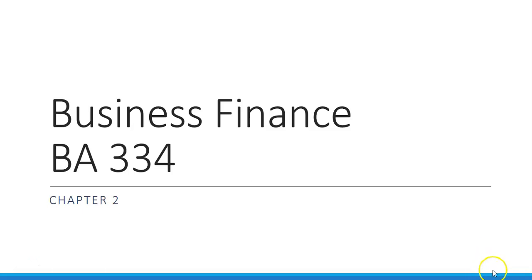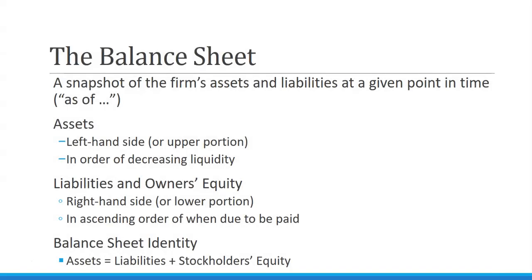In Chapter 2, we start looking at the financial statements for a company and talking about the different information that, as financial analysts, we get from those sheets. So the first is the balance sheet. Remember, this is a snapshot of assets and liabilities at any given point in time. So the balance sheet is usually a very specific date, and it's the information from that date.